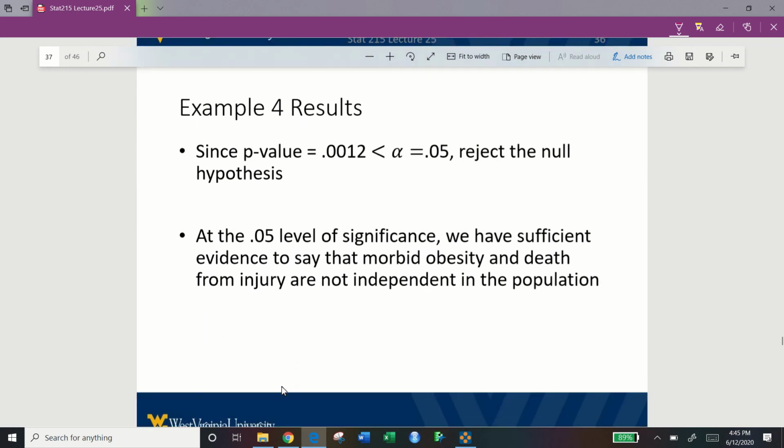Since our p-value is 0.0012, which is less than alpha, this means we will be able to reject the null hypothesis. This means at the 5% significance level, we have sufficient evidence to say that morbid obesity and death from injury are not independent in the population. Or in other words, they're saying that there is a relationship between morbid obesity and death from injury.